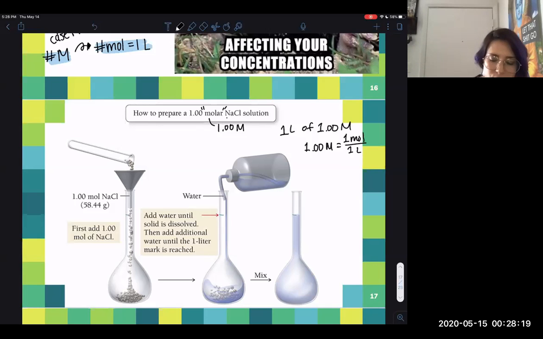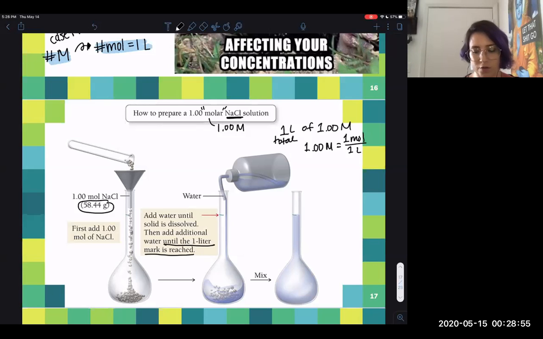How many grams are in a mole of sodium chloride? The molar mass, right? So the molar mass can now be related to the molarity. So you would go and weigh 58.44 grams of sodium chloride, and then you would add water until the 1 liter mark is reached. And this is important: if you add a liter of water, you might go over 1 liter total. So this is 1 liter total volume, because the sodium chloride itself may have some volume. So you would just add water until you get to a liter.